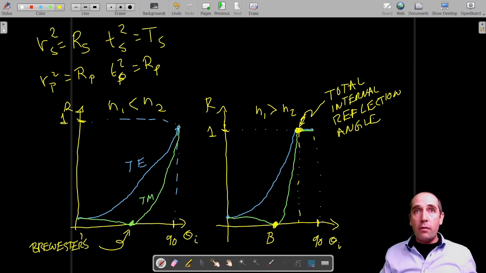And this is the principle of operation of many interesting things, for example, optical fibers and several other devices, many types of dielectric waveguides and so on. And therefore, this is a physical principle that we actually use for technological purposes in many situations.